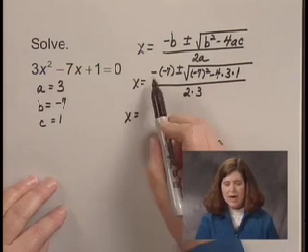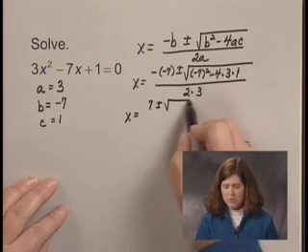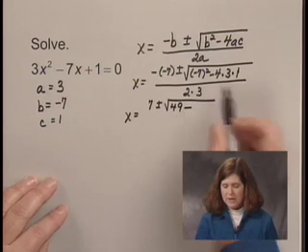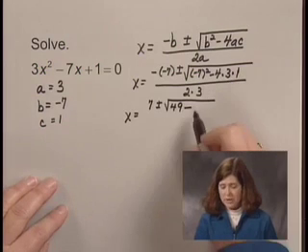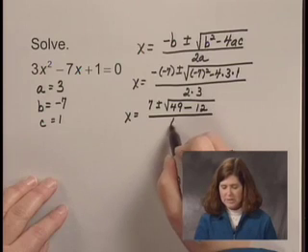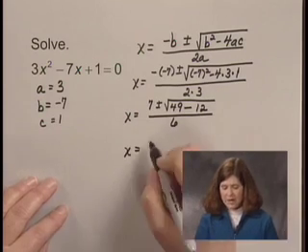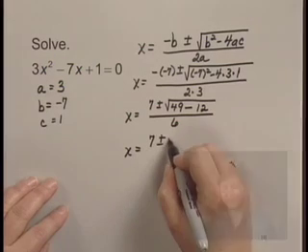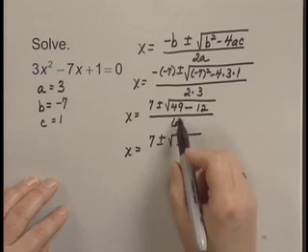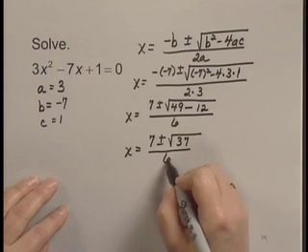I have x equals the opposite of negative 7, which is 7, plus or minus the square root of negative 7 squared is 49, minus 4 times 3 times 1 is 12. And that's all written over 2 times 3, which is 6. Then I simplify under the radical, and I have 7 plus or minus the square root of 37. 49 minus 12 is 37, all over 6.